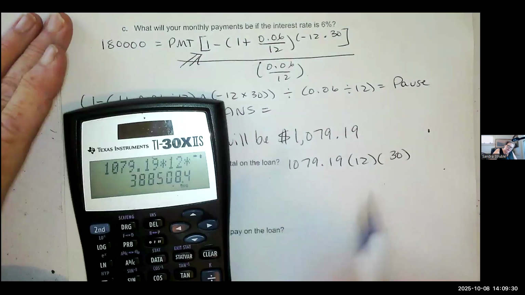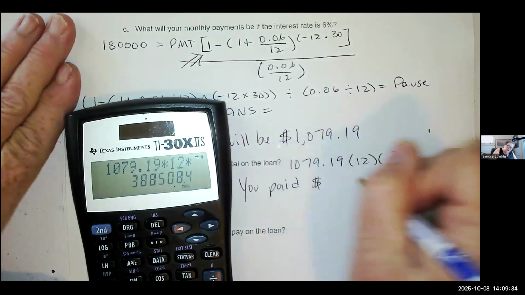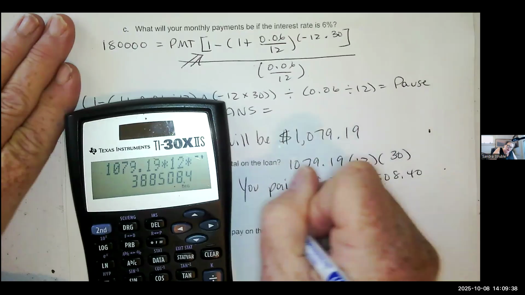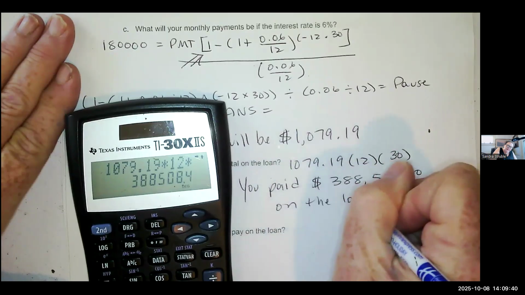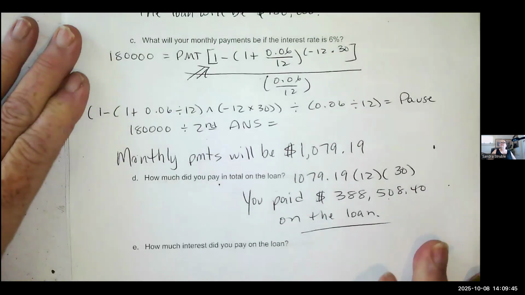So you paid, don't forget your dollar sign, $388,508.40 on the loan, on the $180,000 loan. That was nice of you.